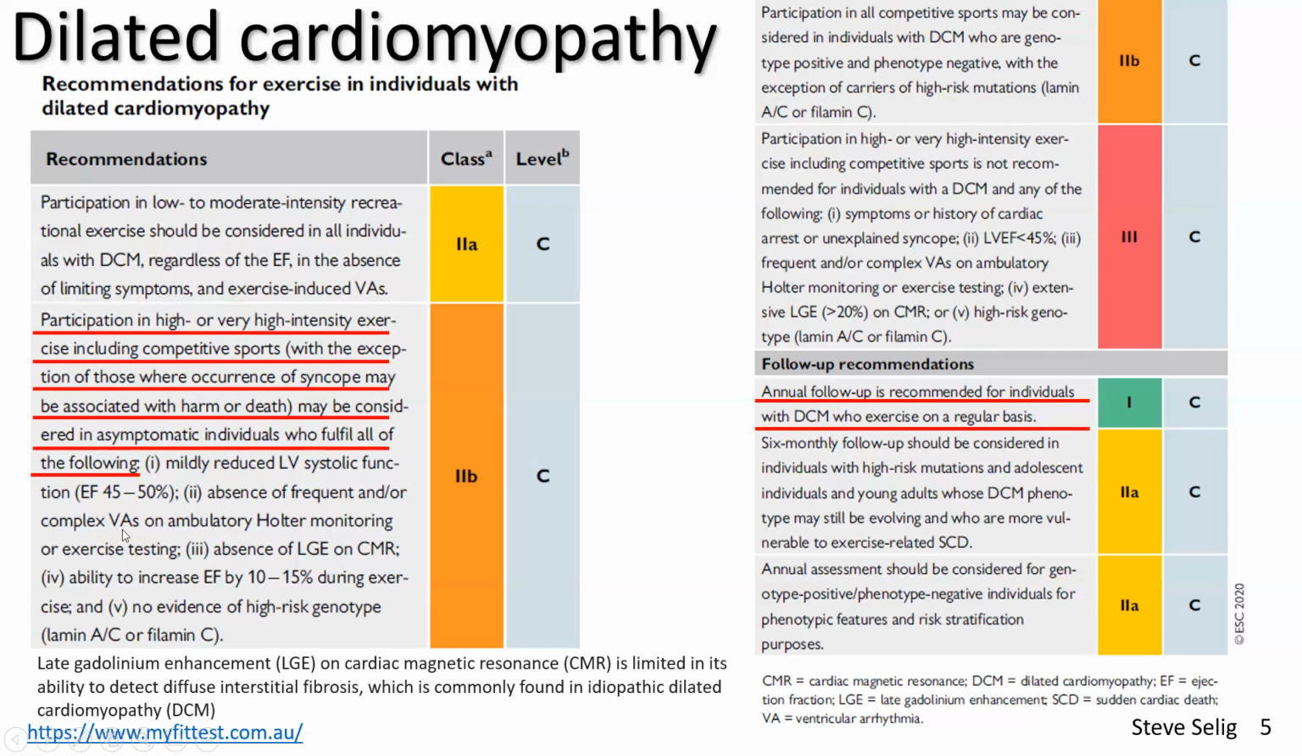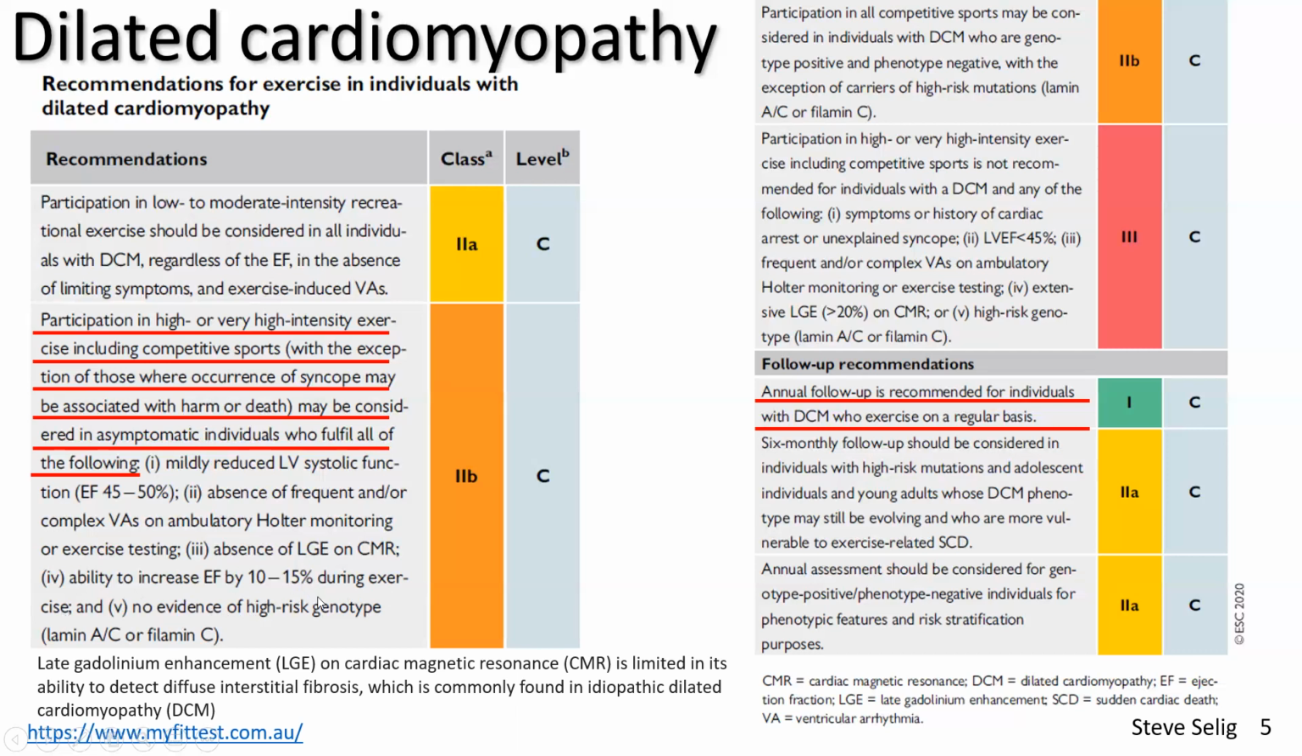Absence of frequent and or complex ventricular arrhythmias on ambulatory Holter monitoring or exercise testing. The absence of late gadolinium enhancement on cardiac magnetic resonance imaging. This is limited in its scope to detect diffuse interstitial fibrosis, but it is used in that sense. And it's commonly found in idiopathic dilated cardiomyopathy. So you need to have an absence of that late gadolinium enhancement in order to participate in competitive sports or very high intensity sports. You need the ability to increase your ejection fraction by 10 to 15% during exercise.